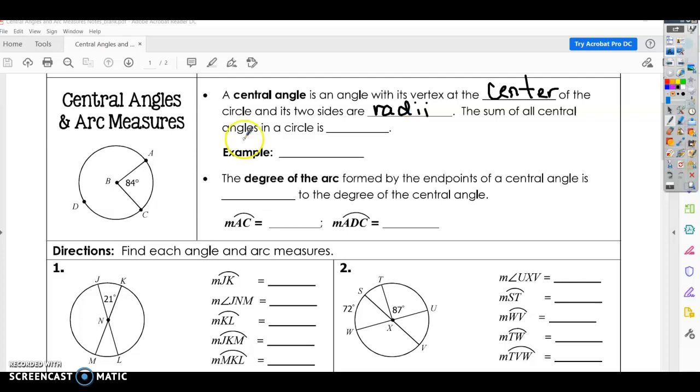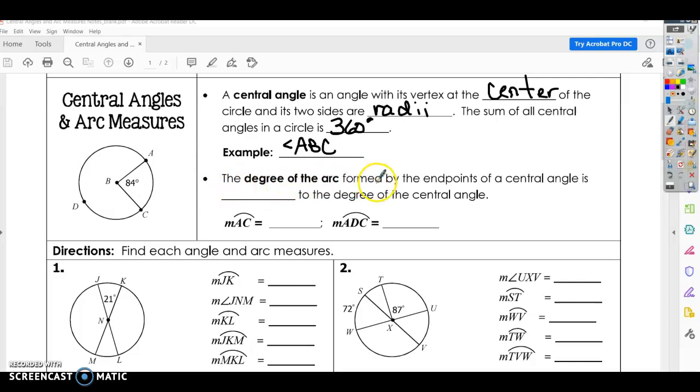The sum of all the central angles in a circle is 360 degrees. So if you take all the angles in the center, all of those together would be 360 degrees. An example of a central angle is angle ABC. You can see here, this is a central angle.